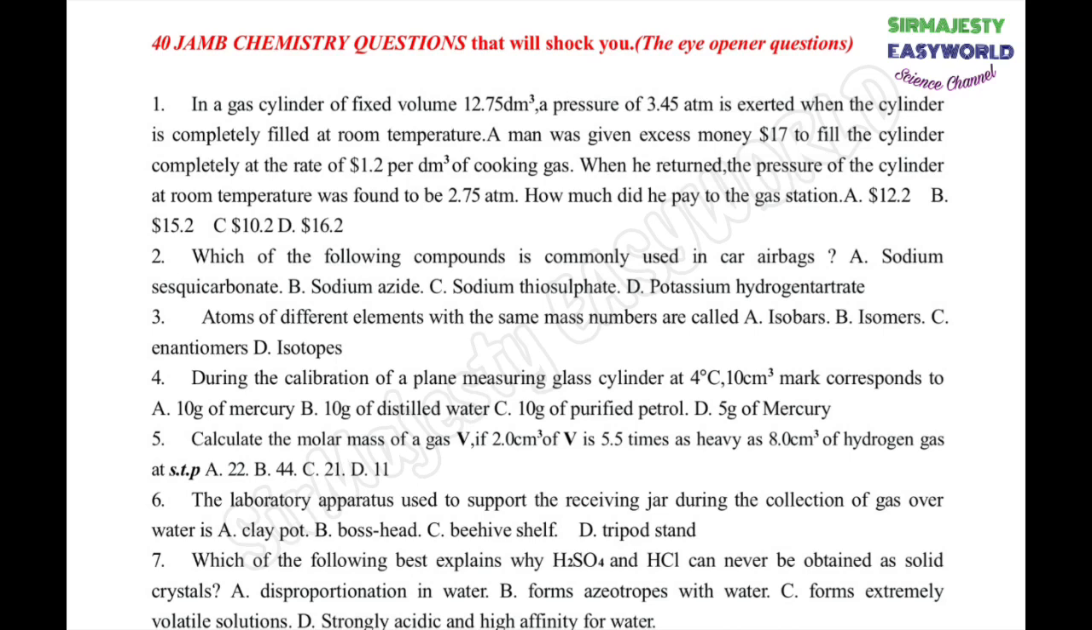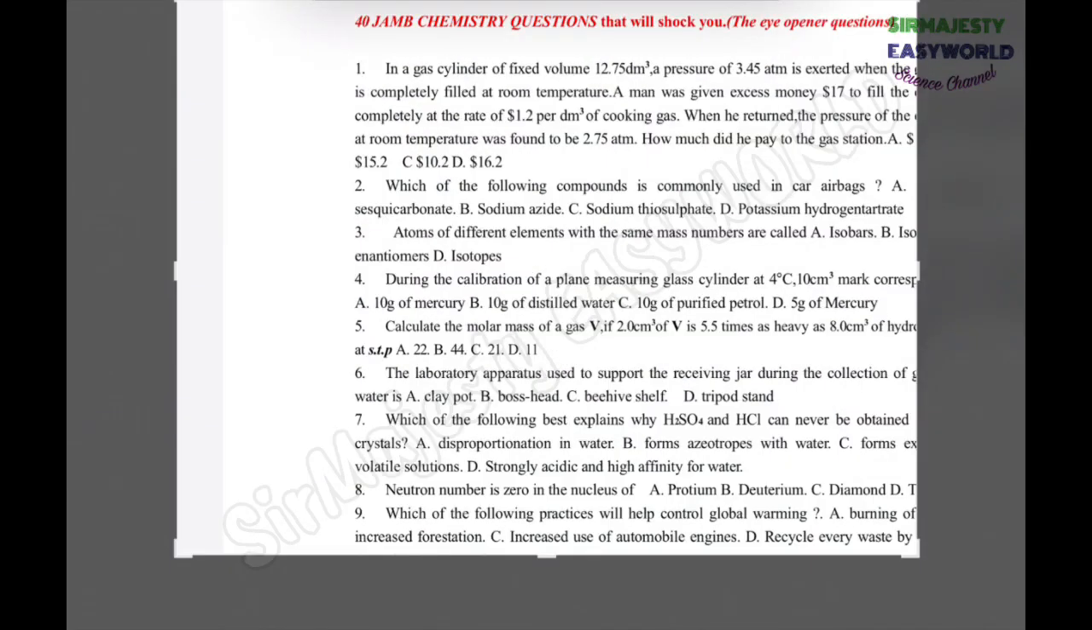So this is all about having to relate the pressure and the volume of a gas. When the cylinder has a fixed volume and it is completely filled, the pressure should reach 3.45 atm. So we have to ascertain the level it was filled to by the pressure that is there. The man returned and it was found to be 2.75 atm. So maybe I take a screenshot and explain this.